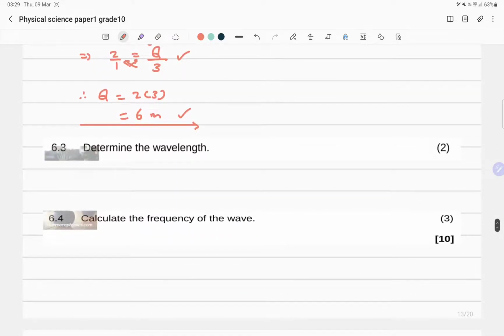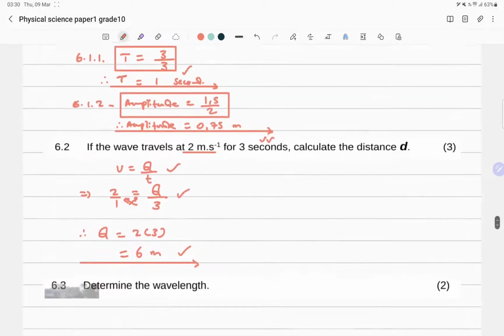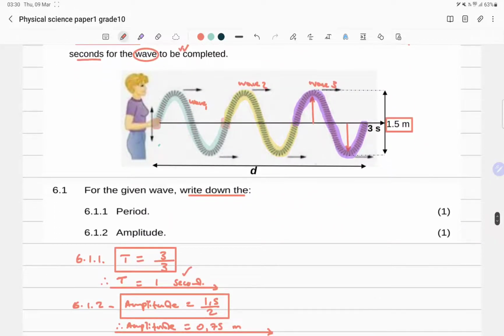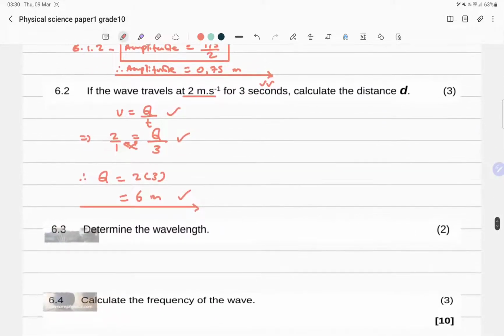Now determine the wavelength. Okay, easy stuff. We can see that for 6 meters, we had how many full waves? 1, 2, 3. So we've got 3 waves for that distance. So this is easy. The wavelength, lambda, is the distance covered over the number of waves.